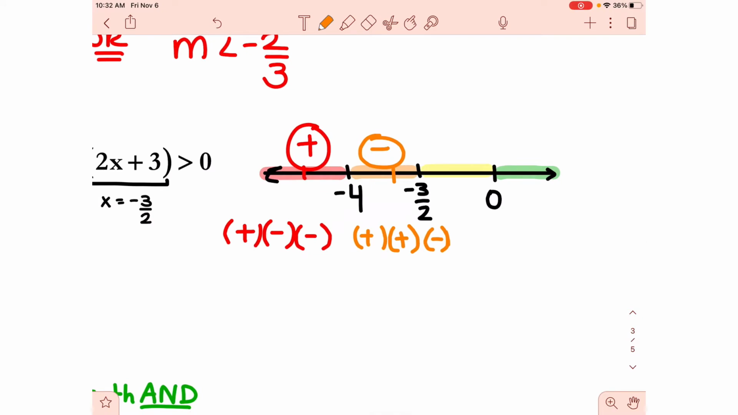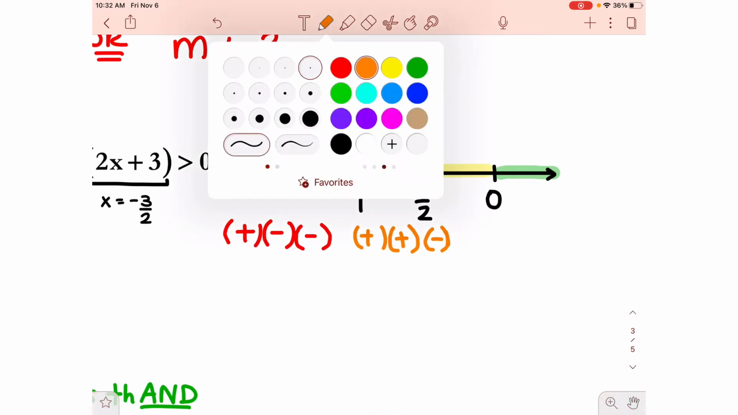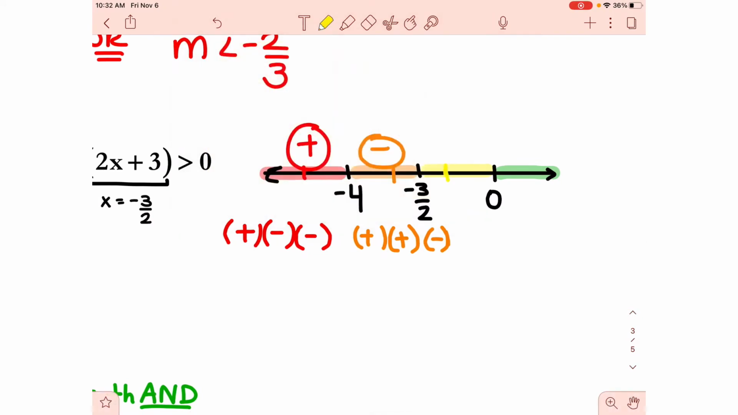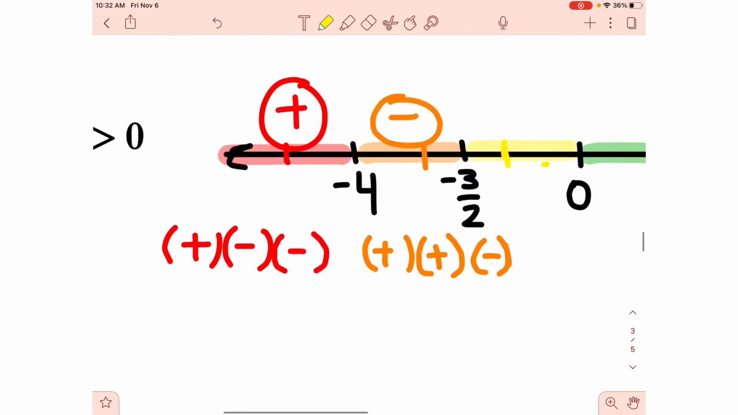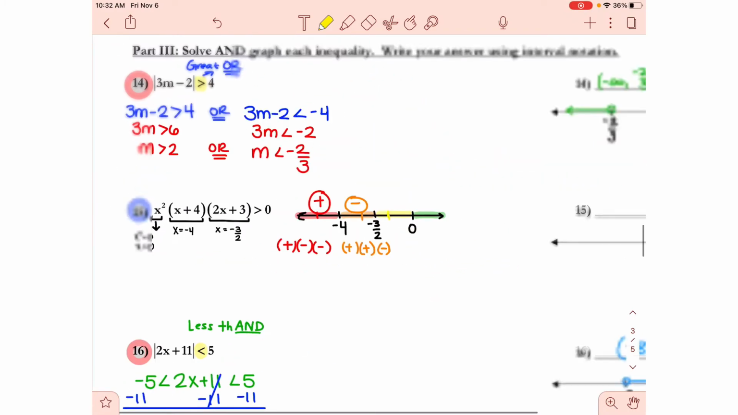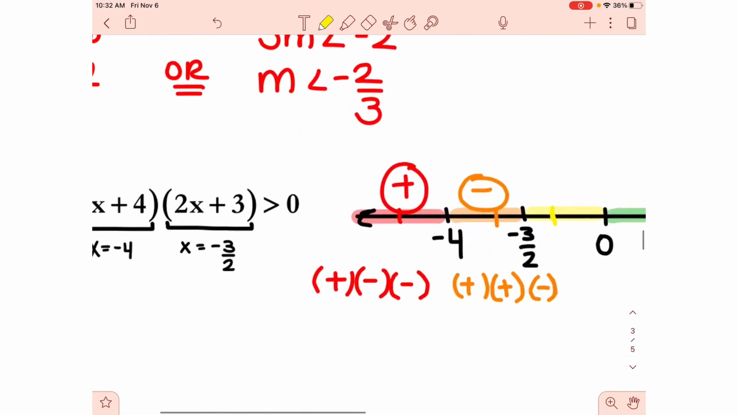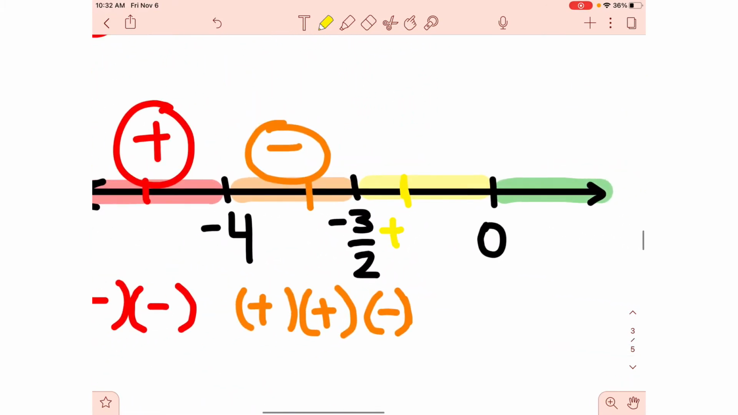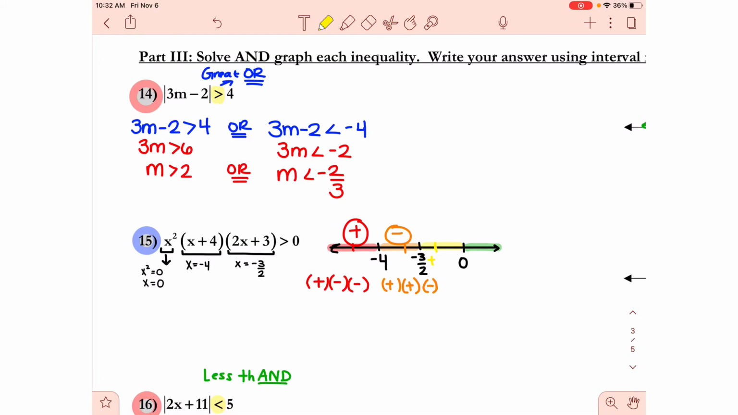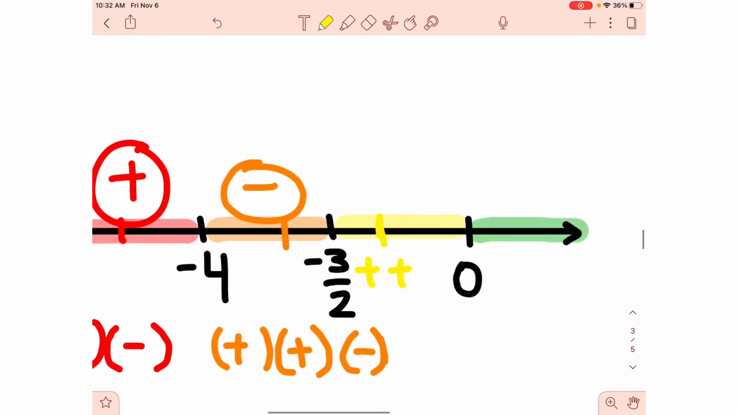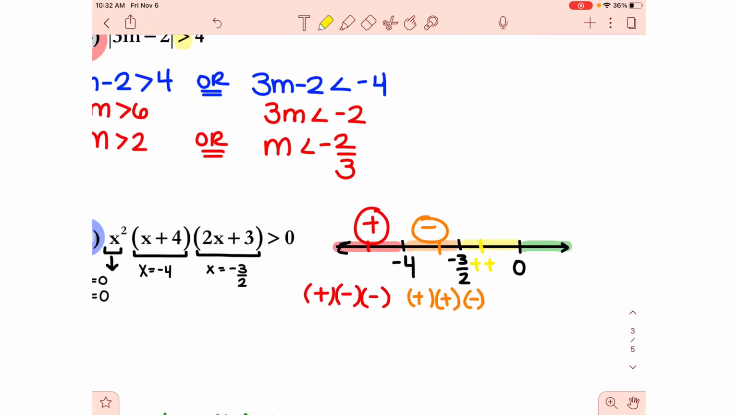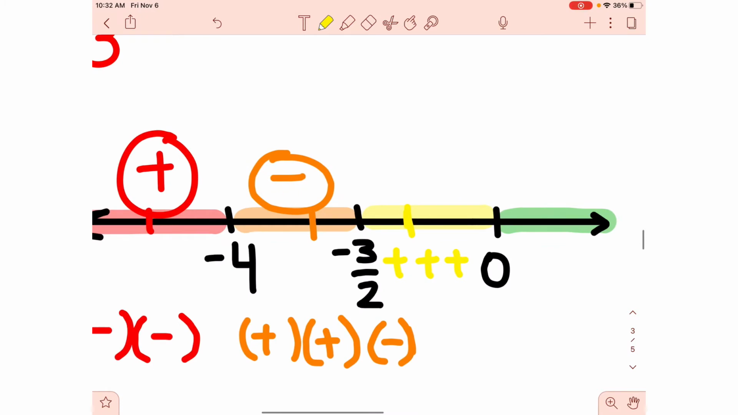Let's pick a number from the yellow section. I'm going to pick negative 1 here, okay? Because negative 1 comes after negative 1.5. So if I plug in, negative 1 squared is positive. Negative 1 plus 4 is positive. Negative 1 times 2 is negative 2, plus 3 is 1. So that's positive. Positive times positive times positive is positive.